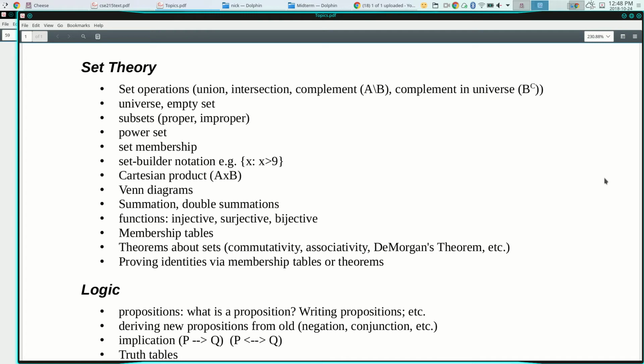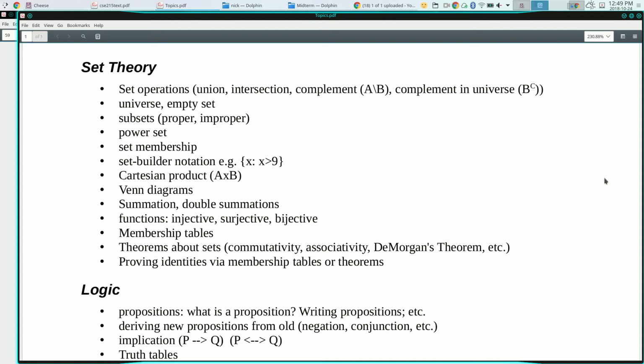So those are subsets. The power set of a set is the collection of all subsets of that set. Right? So it's a set itself, but the members of that are all the subsets of your original set. And we did a bunch of examples of that. Membership, so we have this epsilon symbol to say this thing is a member of that set. And it just means it's one of the things found in the set. We introduced set builder notation, so the curly bracket thing reads the set of all x such that x is bigger than 9. So it's just a way to define sets.